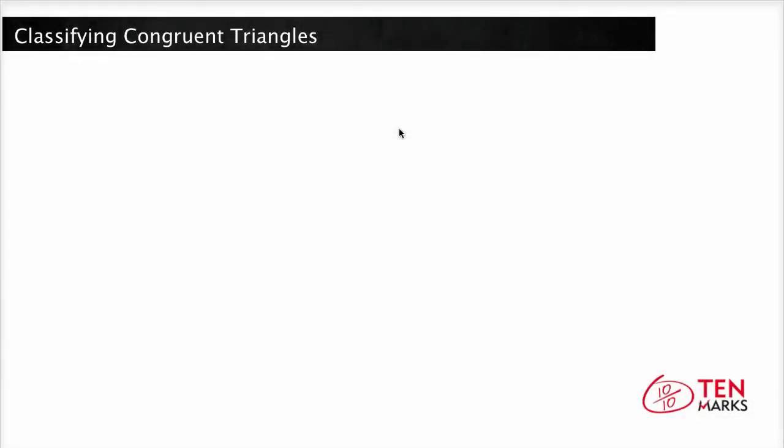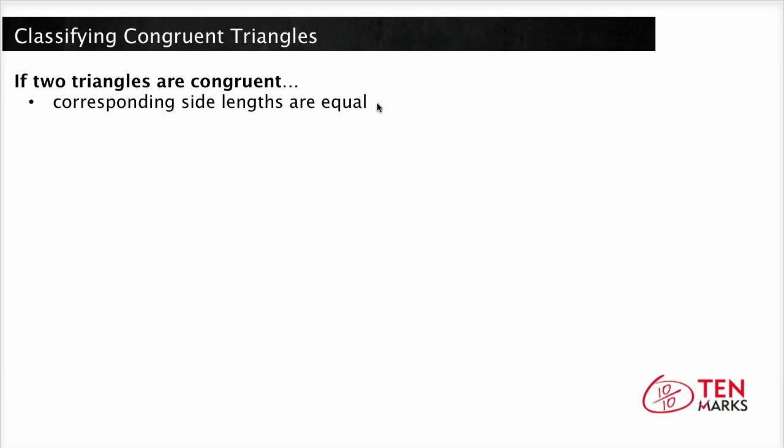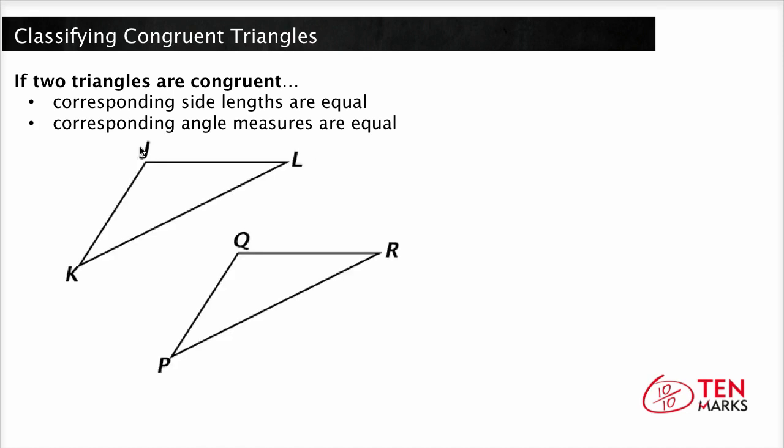In this video, you'll learn how to classify congruent triangles. So let's talk about congruent triangles. If two triangles are congruent, their corresponding side lengths are equal and their corresponding angle measures are also equal. So take these figures here. Triangle JKL and triangle QPR are congruent triangles.